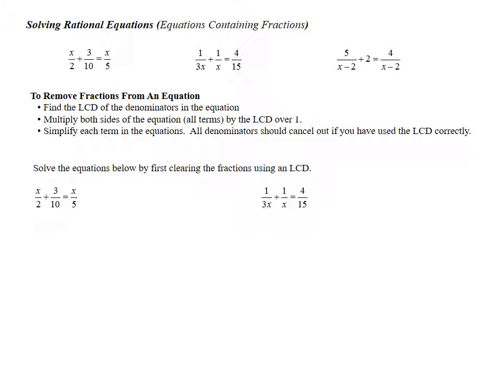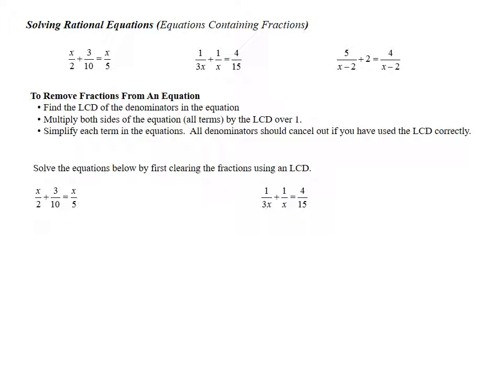This equation is something you might see in a beginning algebra text or class because there is no variable in the denominator. But we're going to go beyond that. For instance, the second example, 1/(3x) + 1/x = 4/15. Notice the variable is in the denominator. And I've got a third example where the variable is in the denominator as well.